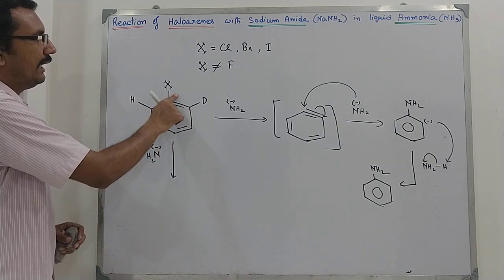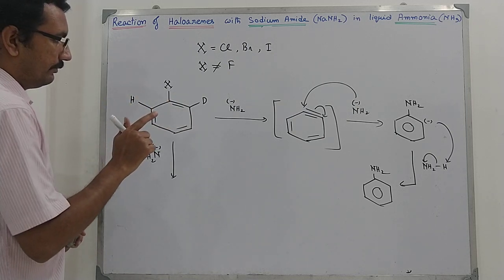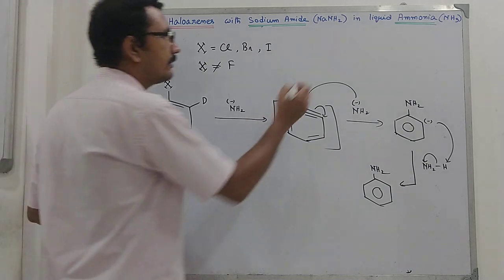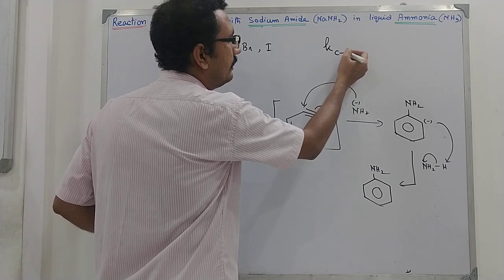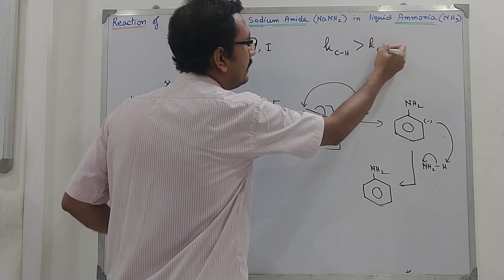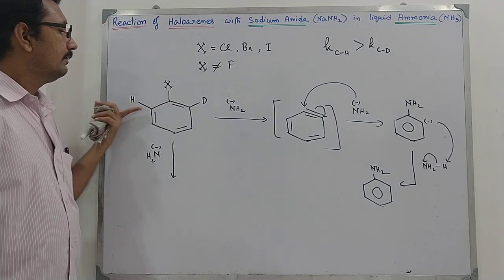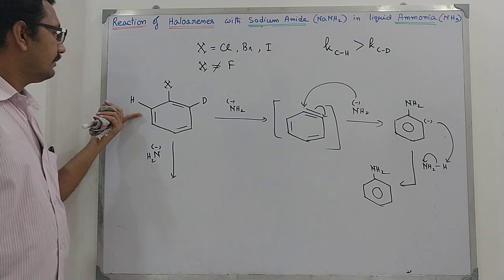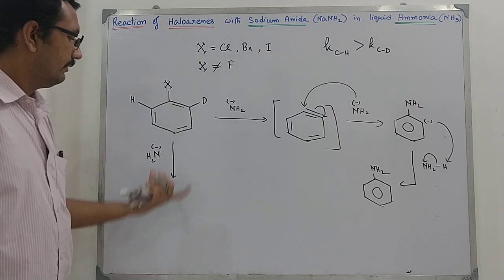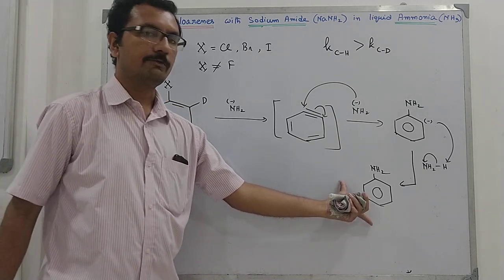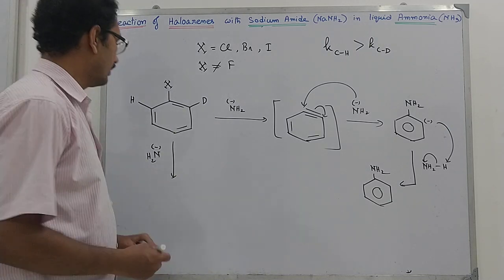For 2-deutero haloarenes, we will have a hydrogen atom at the ortho prime position. We have noticed just now that the rate of extraction of this hydrogen is greater than that of deuterium. So it will occur simultaneously. We will have a parallel reaction, and the rate is greater than this one, so it will give a greater amount of product compared to this one. So this is the minor product, but this one will give the major product.